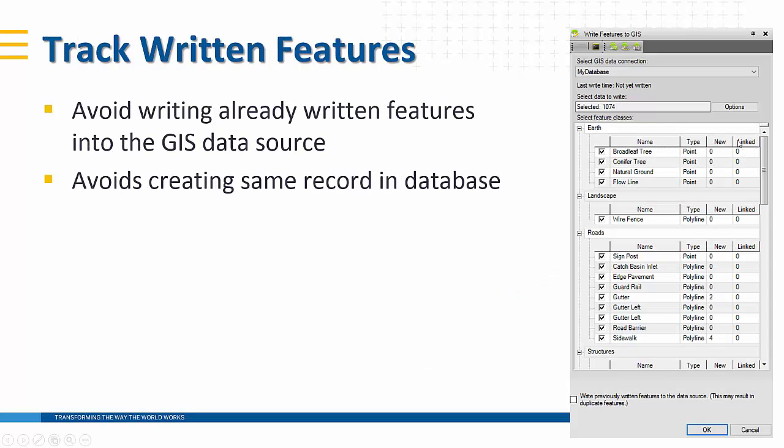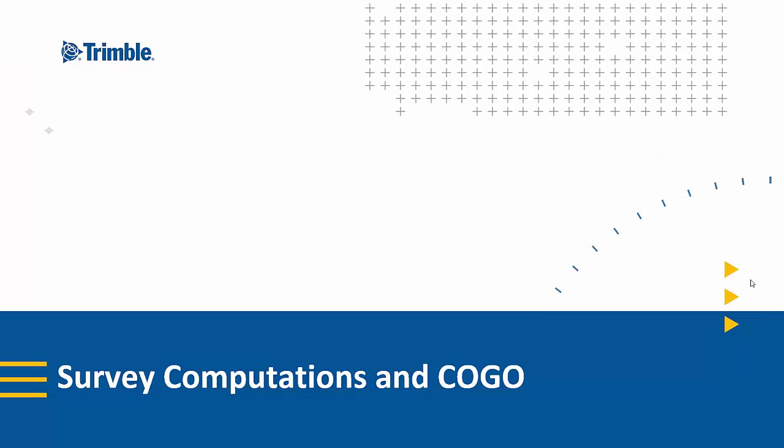When you write features to GIS, we added a column called linked, so you know if something has already been previously written. If you haven't done updates to that feature in the meantime, you don't have to continuously be writing that feature to the GIS database and creating numerous duplicate records.